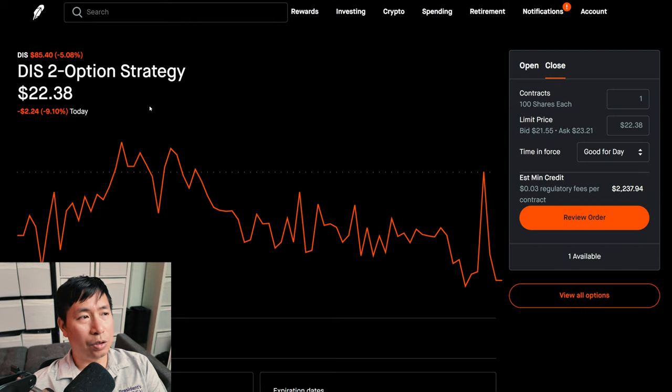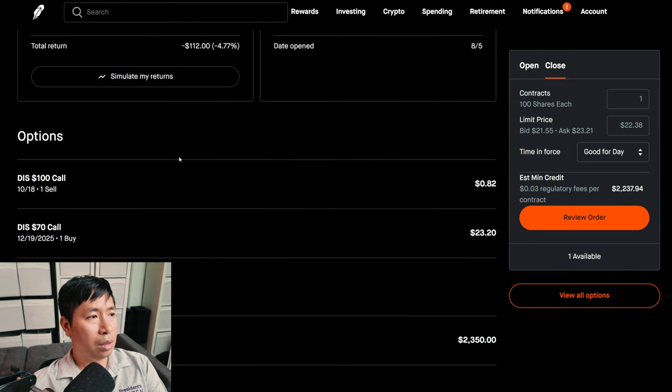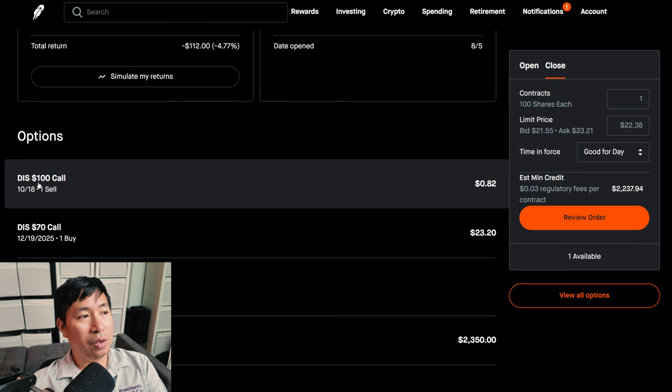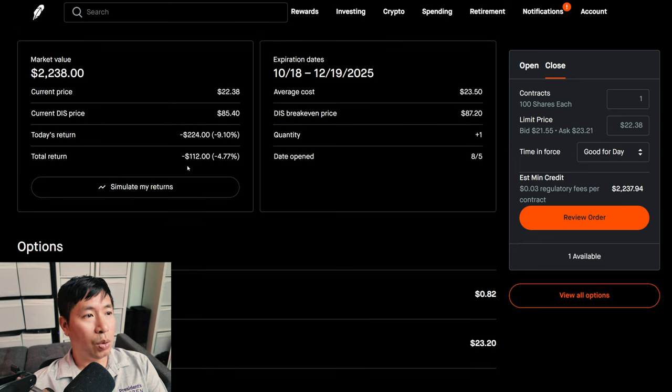I have a Disney diagonal spread. I bought the Disney $70 call expiring December 19th, 2025. And I'm selling the Disney $100 call expiring October 18th of this year. My total return, I am down $112.